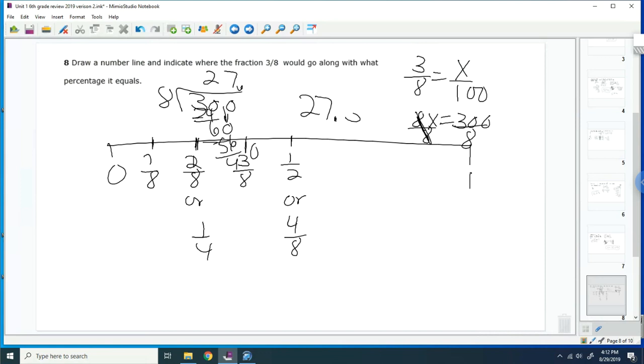Sorry, guys. My work just got a little jumbled up. And that's not 25. I don't know why. Sorry. That's what's been bothering me. That's supposed to be a 3. Good. It should be 37.5. I apologize.